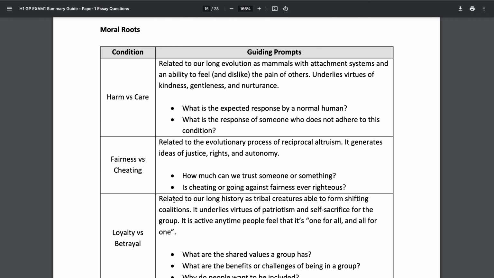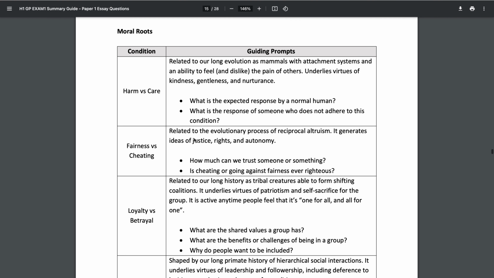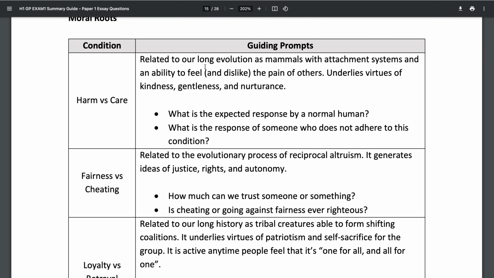Moral roots is essentially the foundation. What is moral and what is immoral? How do we judge them and how do we use them? There are a few conditions of morality that we are discussing in this one that would actually shape how the world works. Harm versus care. Now, this is related to attachment, to emotion, to the ability to help other people. So virtues of kindness, gentleness, nurturance, all of these come from harm versus care.